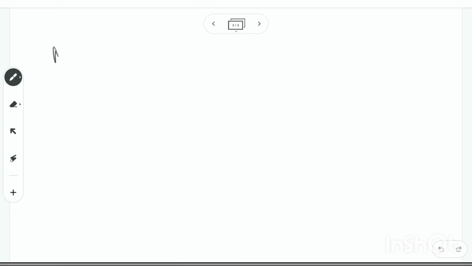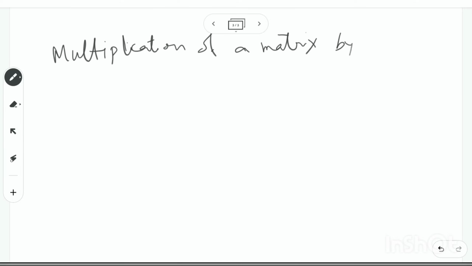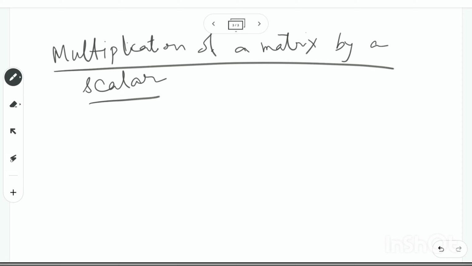Now next is multiplication of a matrix by a scalar. If we multiply a matrix with a scalar, what would be the resultant matrix?